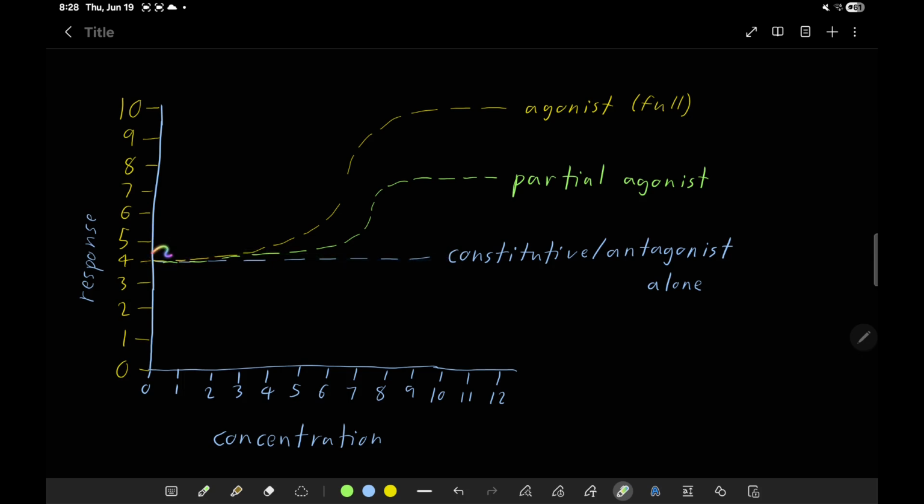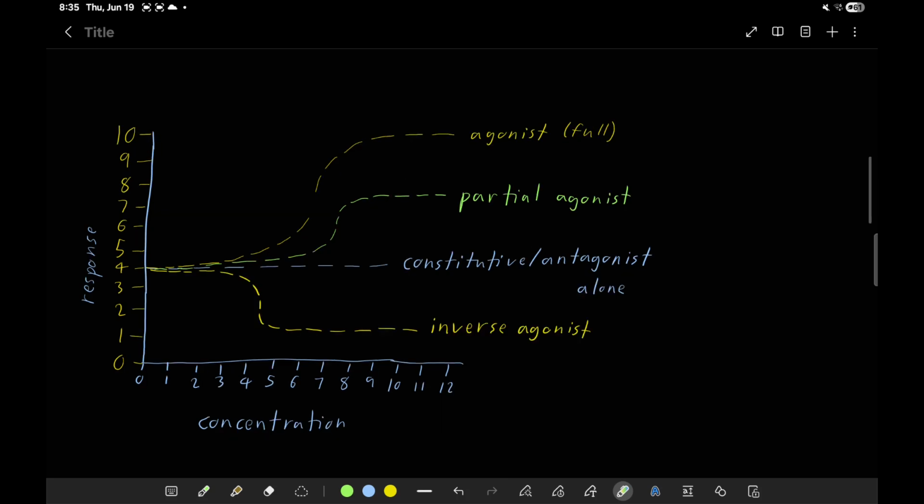So because there exists a pre-existing baseline response level, that means that we can actually lower response below this level. So we get a dose response curve which looks like these ones up here, except it's flipped over. And that is what an inverse agonist does. It lowers responses below your constitutive activity levels. So how does this work? How does a messenger molecule binding to a receptor lower an already occurring response?